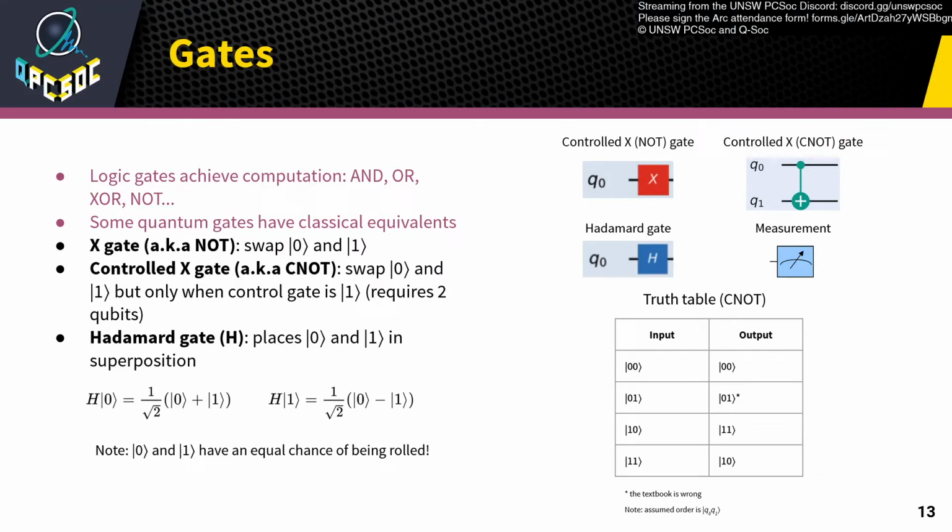Okay, a controlled X gate swaps 0 and 1, but only when the control gate is 1. So this is a control gate, Q0, and this is a target gate, Q1.